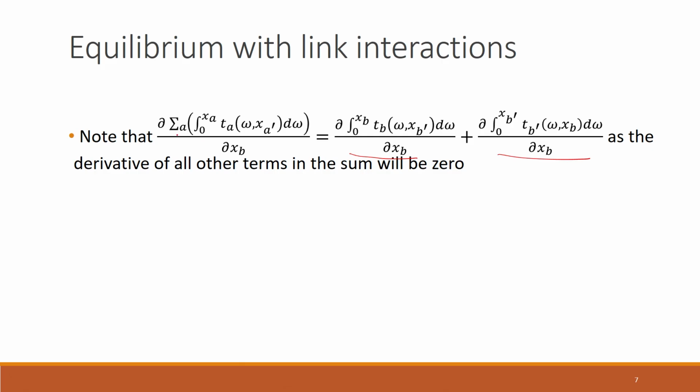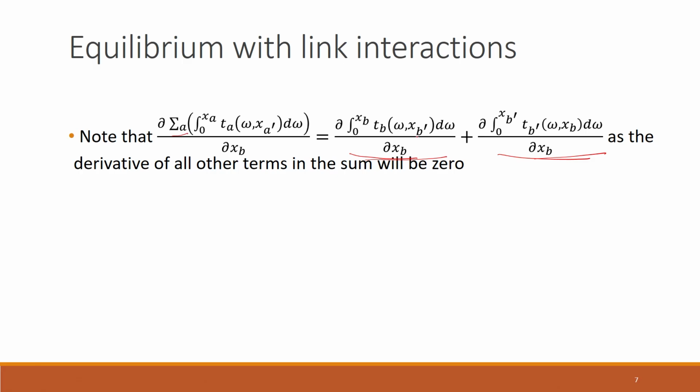So, previously we had a summation going through all the links a in the network, but finally we end up having only two terms, because there are only two links in this network which are a function of the flow through link b. One is link b itself, and the other is the link opposite to link b. Now, this is the first term, for the case when link b is equal to the link a which we are considering in this sum, and this is the case of link b dash, which is opposite to link b.